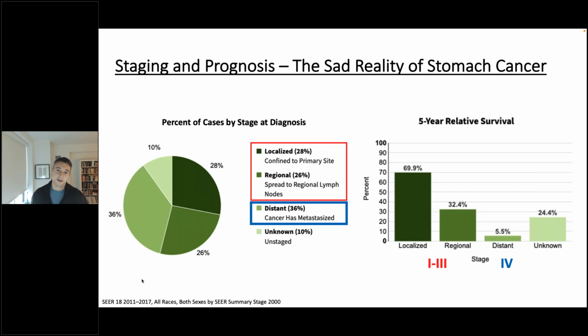Certainly this is nowhere near good enough. And people like myself and Dr. Davis and many others, our whole job is to make these numbers better.